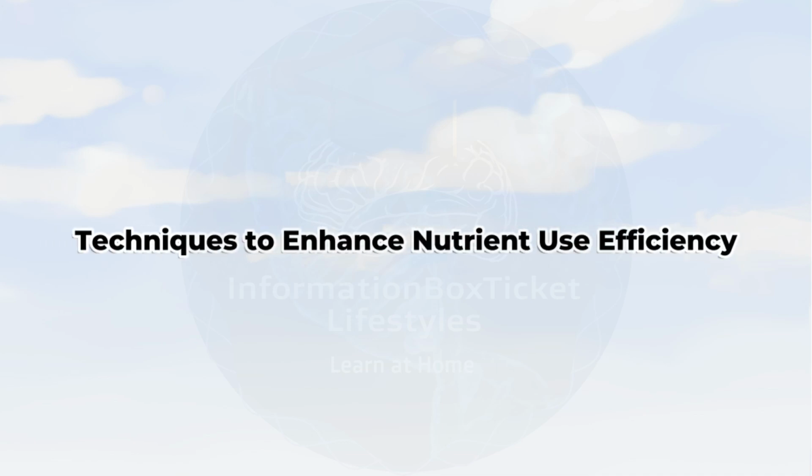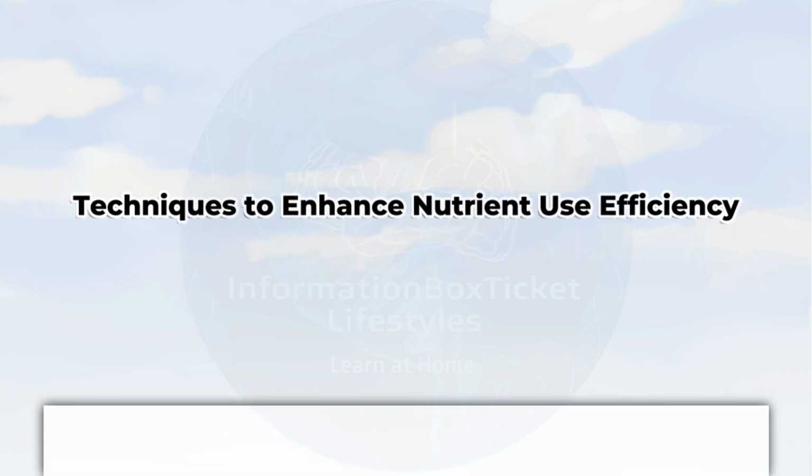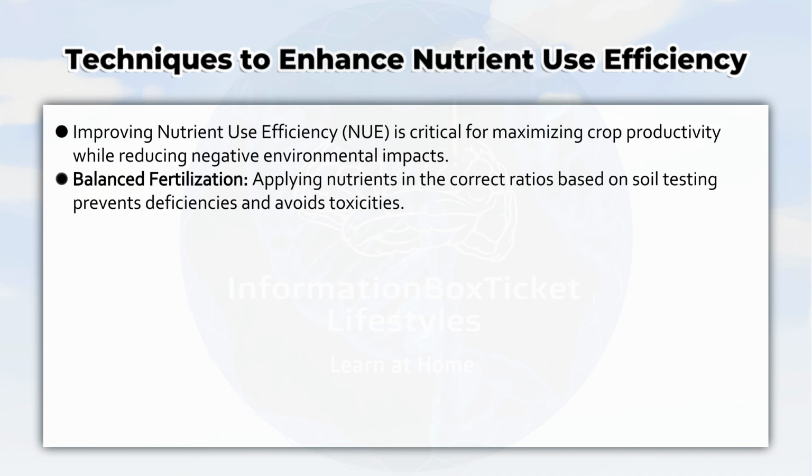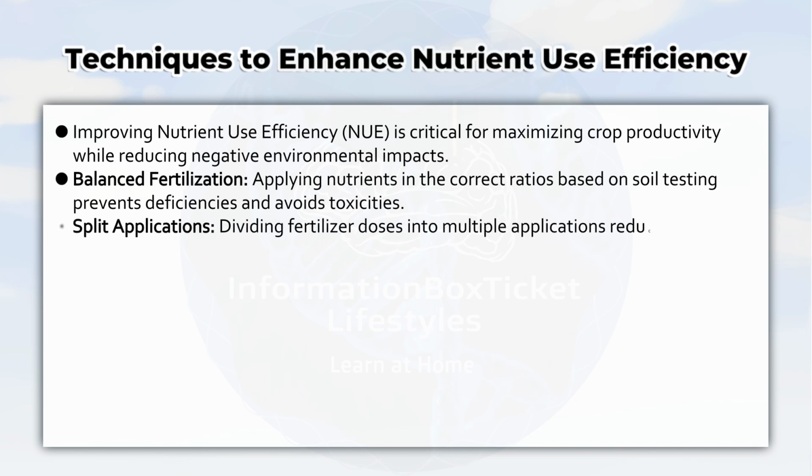Techniques to enhance nutrient use efficiency. Improving nutrient use efficiency, NUE, is critical for maximizing crop productivity while reducing negative environmental impacts. Balanced fertilization. Applying nutrients in the correct ratios based on soil testing prevents deficiencies and avoids toxicities. Split applications. Dividing fertilizer doses into multiple applications reduces nutrient loss through leaching or volatilization.